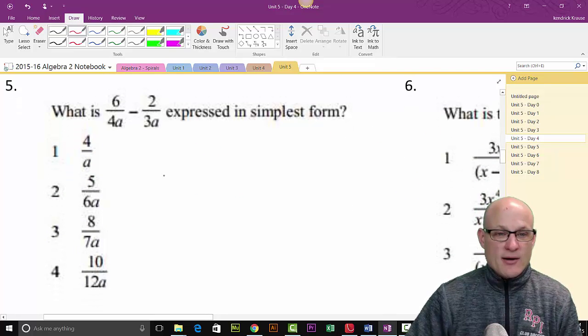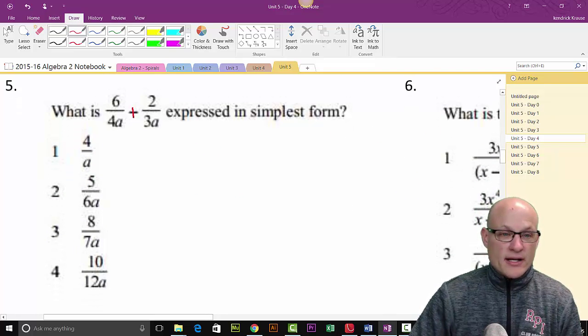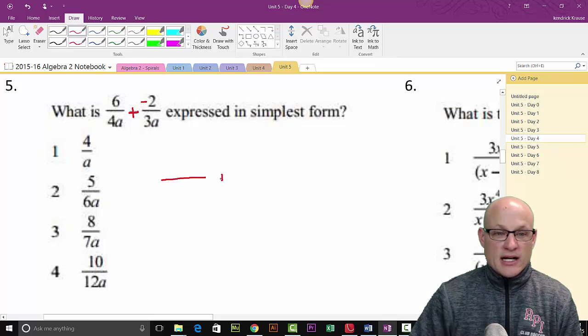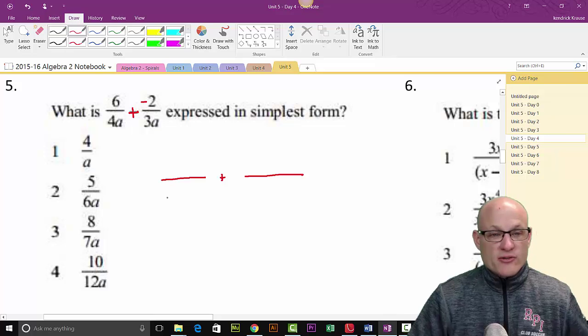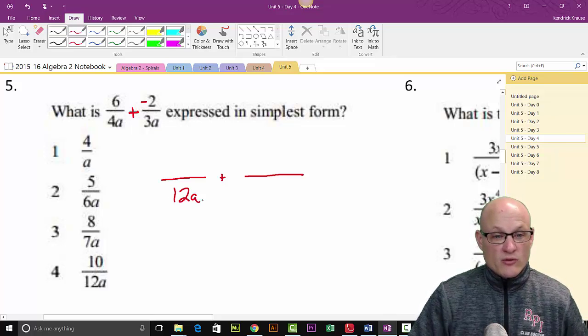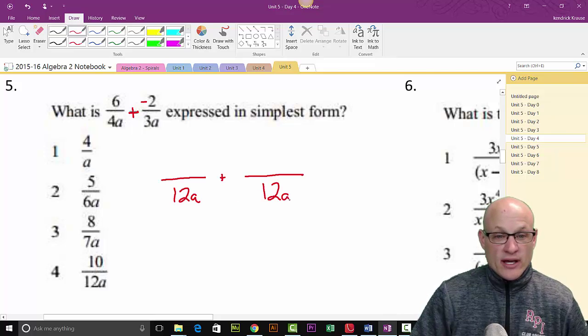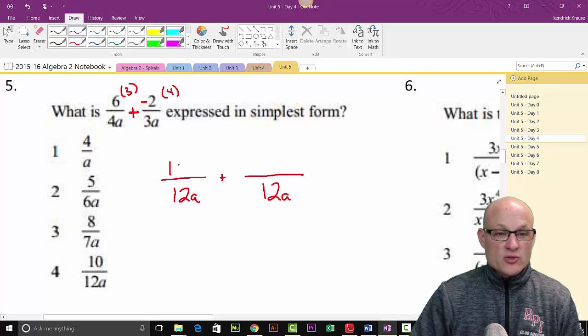All right, so my alert, alert, alert, minus is here. So we'll change that to a plus and make that a minus. My common denominator, in this case, the smallest number that 4 and 3 go into is 12. So this will be 12a and 12a. This one got multiplied by 3, and this one got multiplied by 4. So this is 12, and this is negative 8.